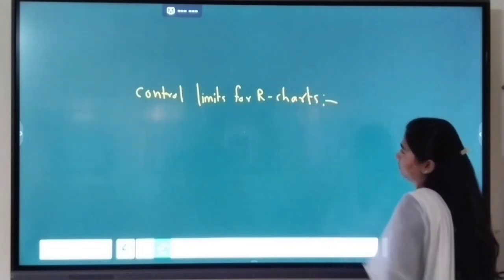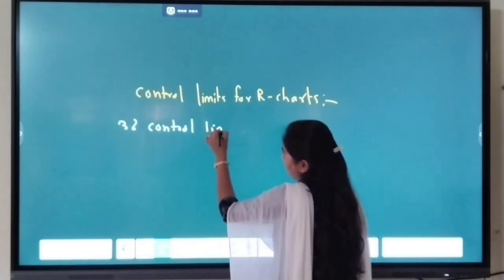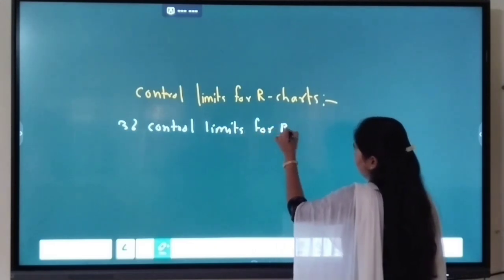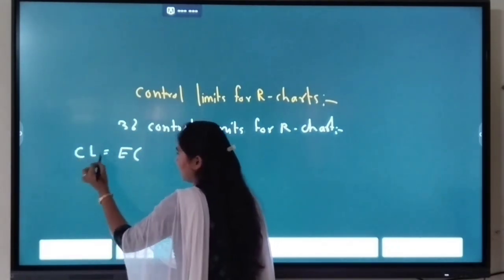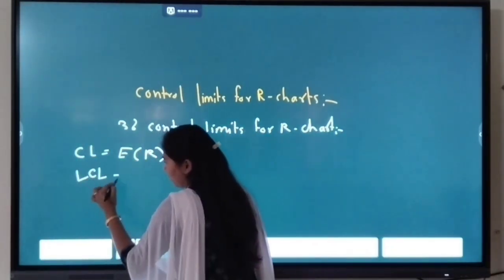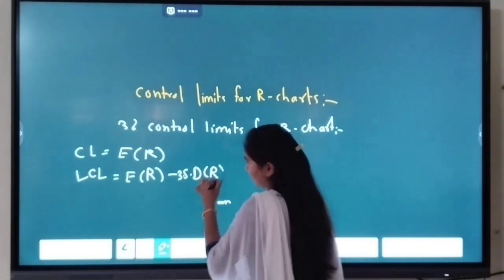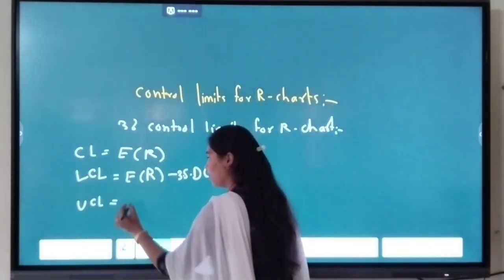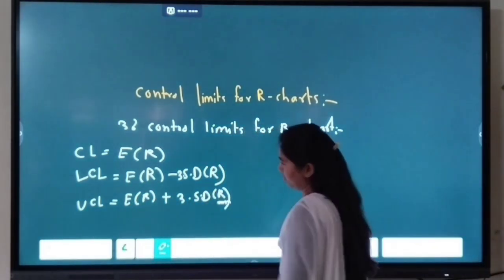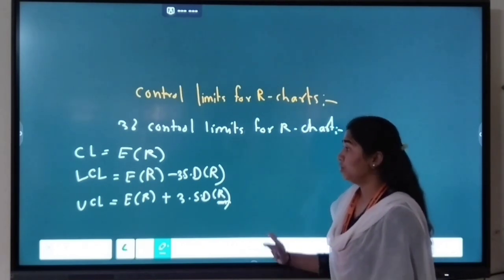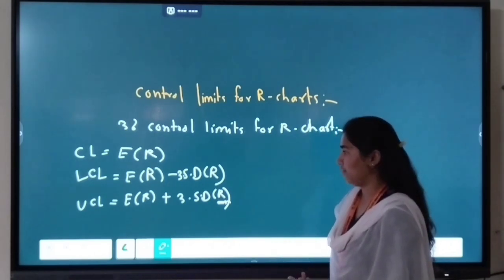For R charts, the 3 sigma control limits are as follows. The central line CL is the expected value of R. The lower control limit is the expected value of R minus 3 times the standard deviation of R. The upper control limit, UCL, is the expected value of R plus 3 times the standard deviation of R. For calculating these control limits, first we have to know the distribution, or the mean of the corresponding range, or the value of the standard deviation of the range.